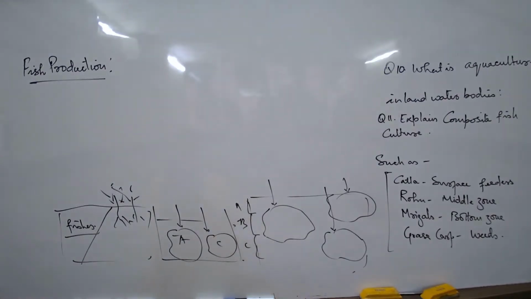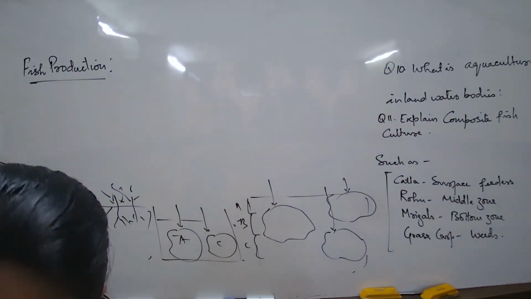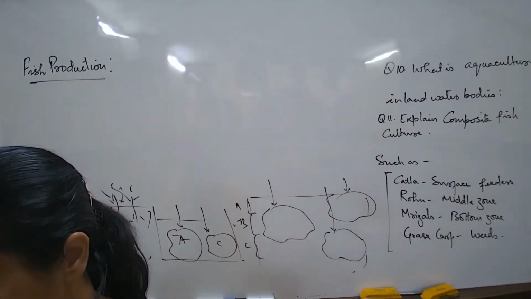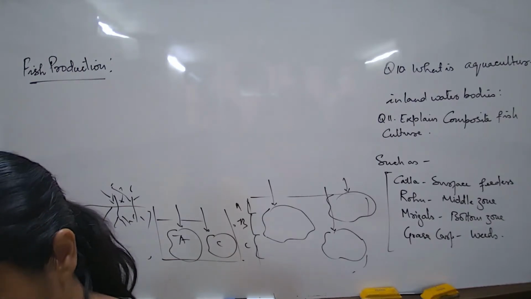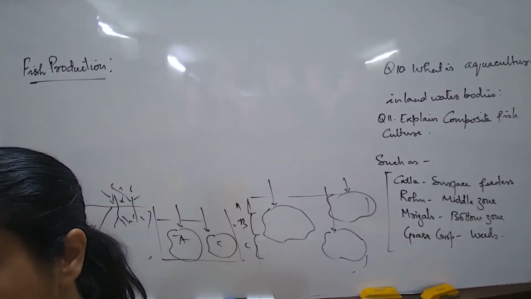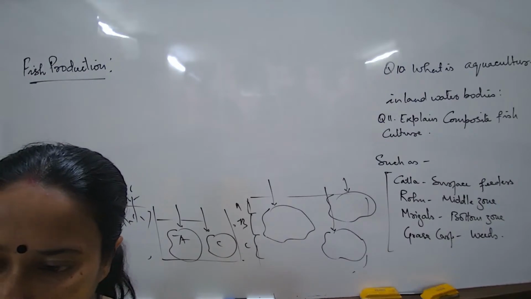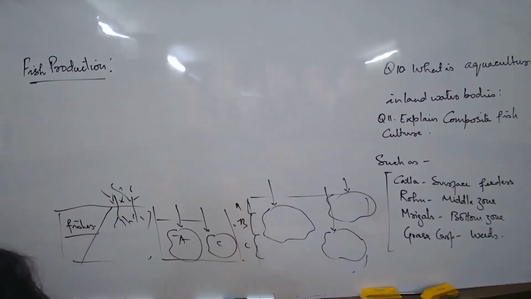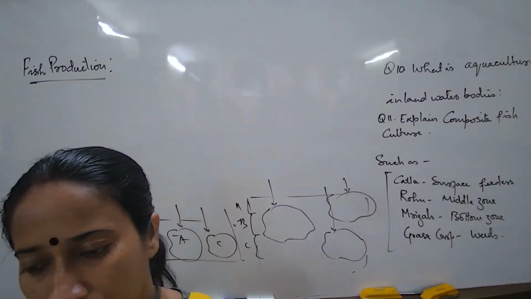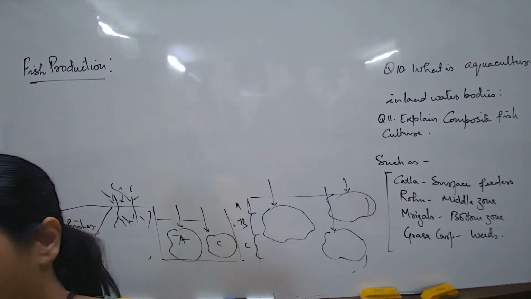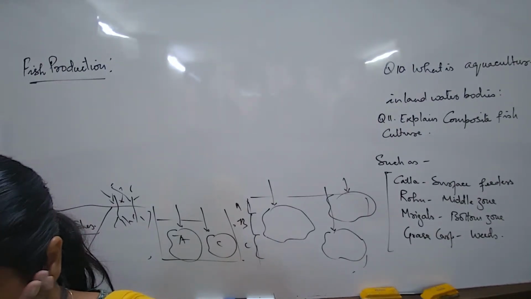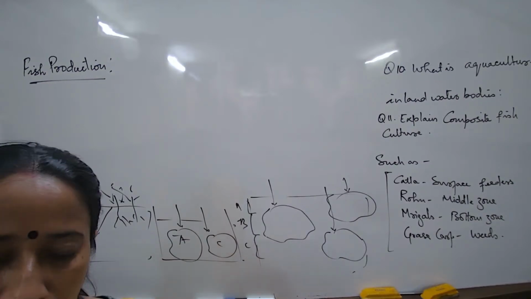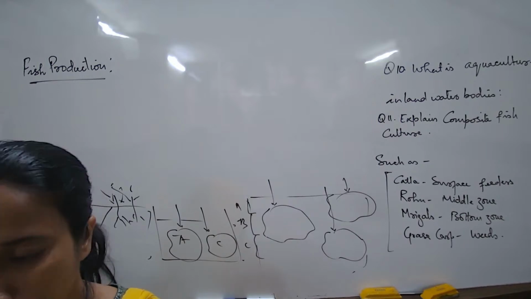The last sentence you write: the significance of this method is that it avoids competition for food and predation.